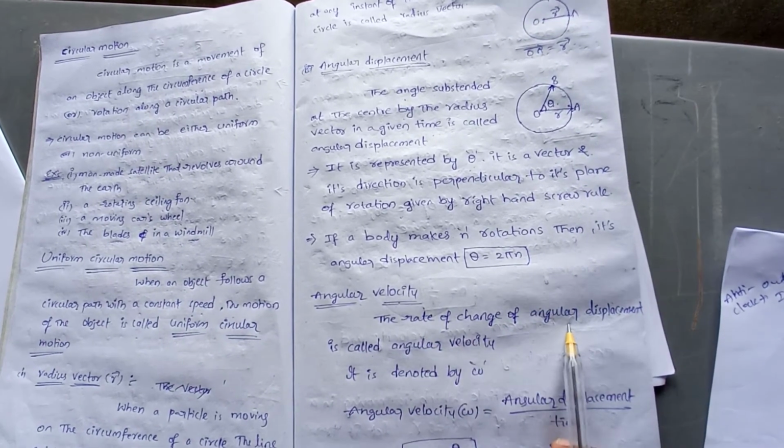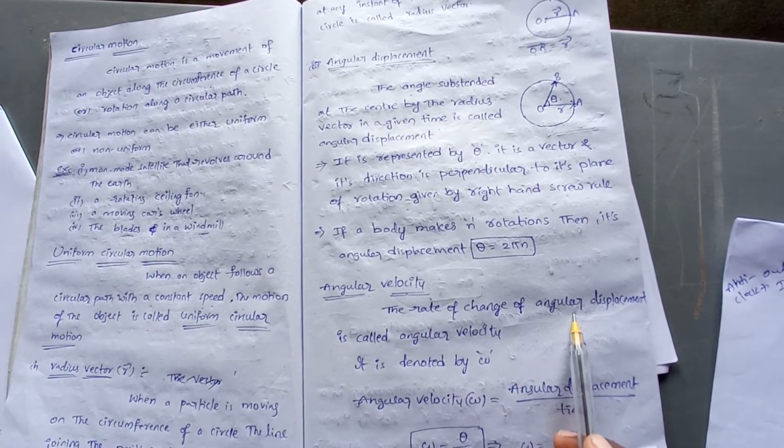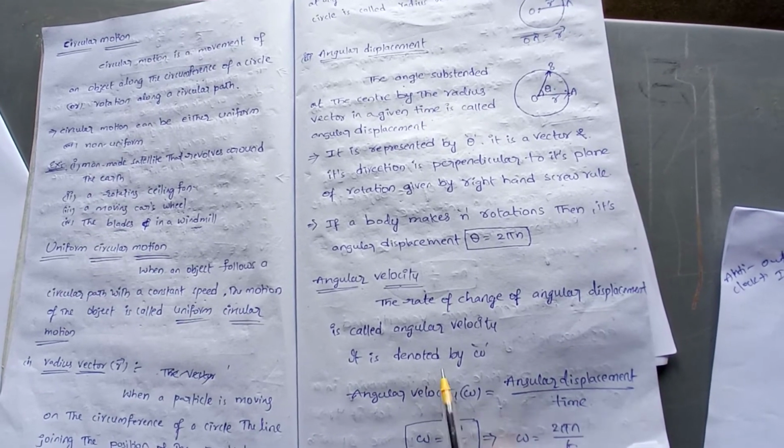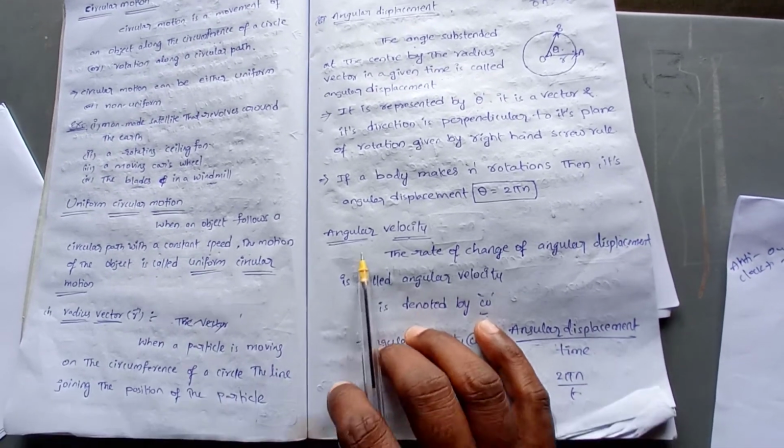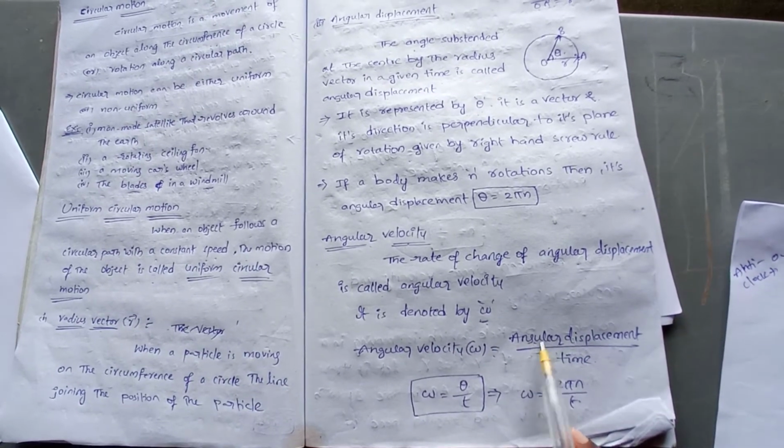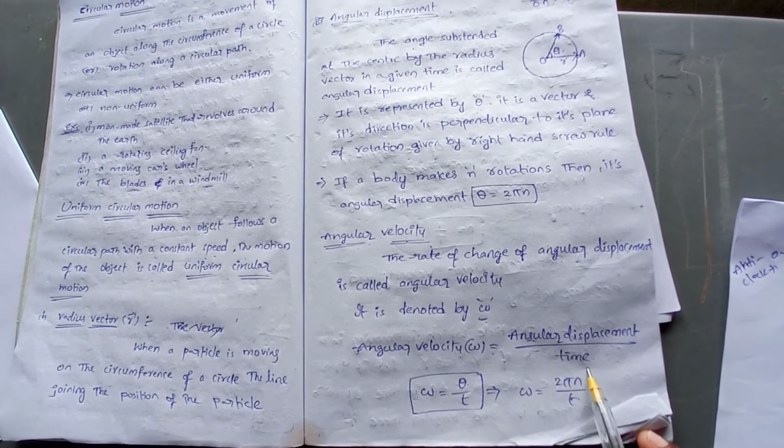The rate of change of angular displacement is called angular velocity. It is denoted by omega. This is not W, this is omega. So what is angular velocity? Omega is equal to angular displacement per time.